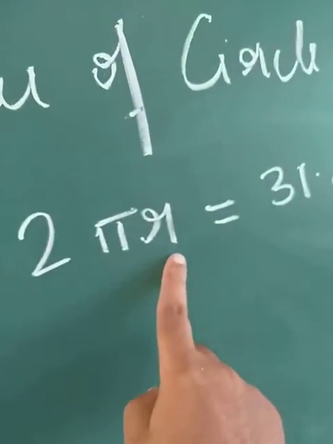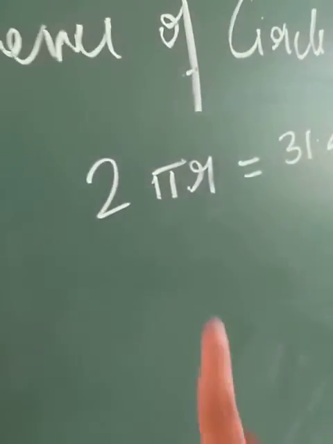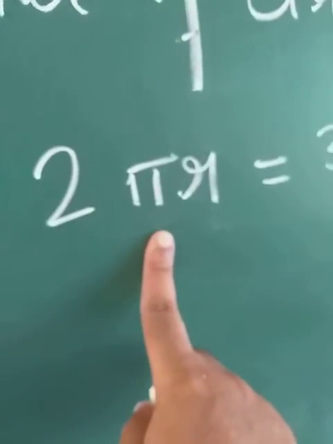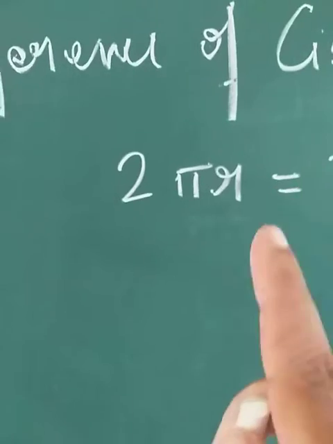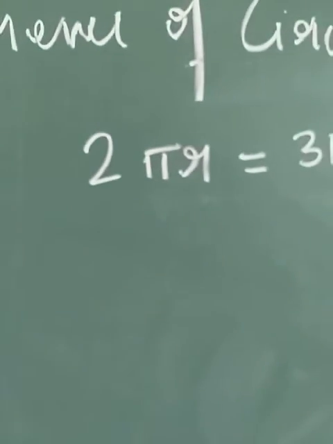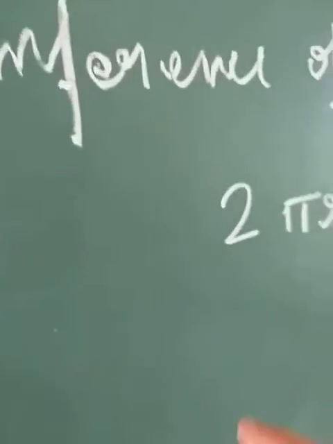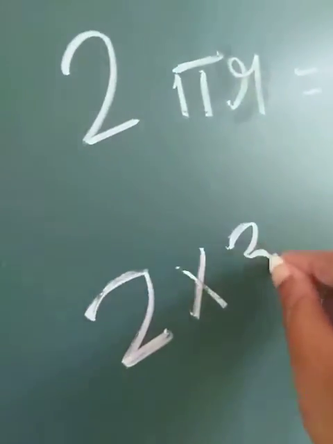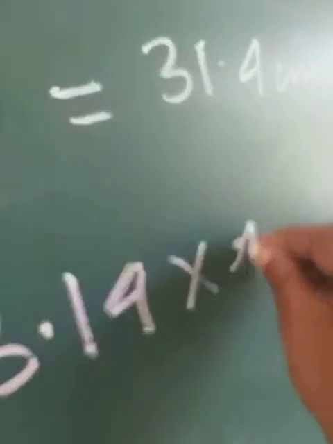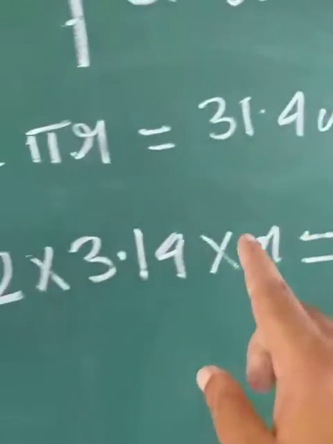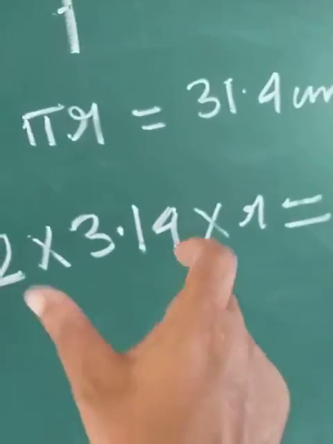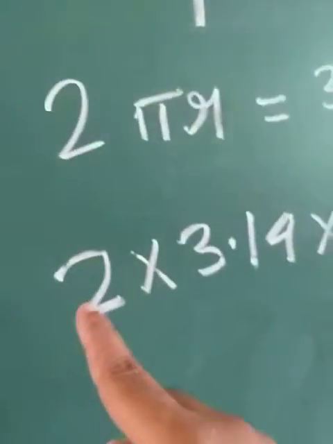Now how will we get the value of radius? The value of pi is also given in the question. If the value of pi is given in the question, you have to use that value. You are not supposed to use 22 by 7. You will use 22 by 7 only when the value of pi, 3.14, is not mentioned in the question. So 2 into 3.14 into r is equal to 31.4 centimeter. Now to get the value of radius, you have to transpose the 2 and 3.14 towards the right hand side. They are all in multiplication form.